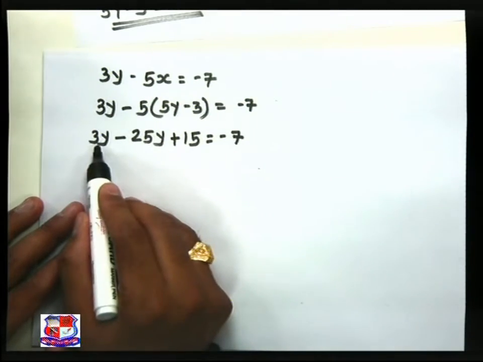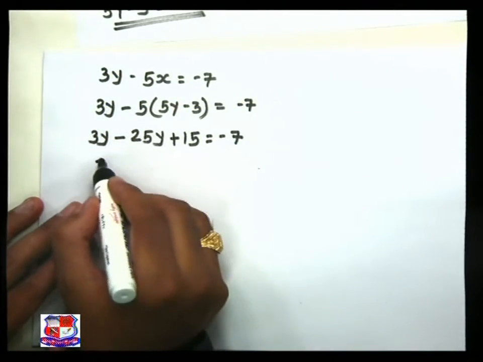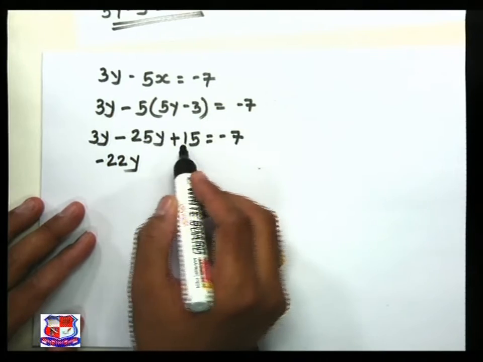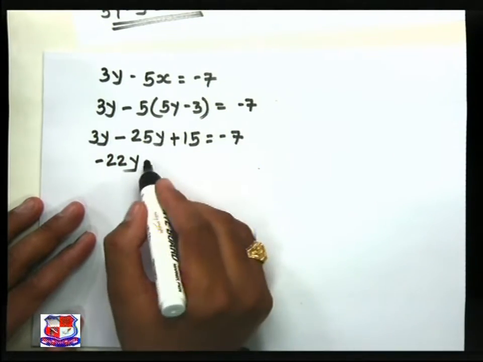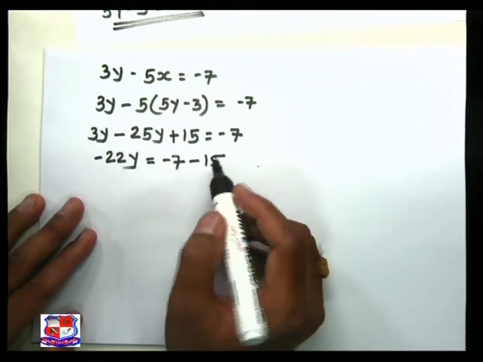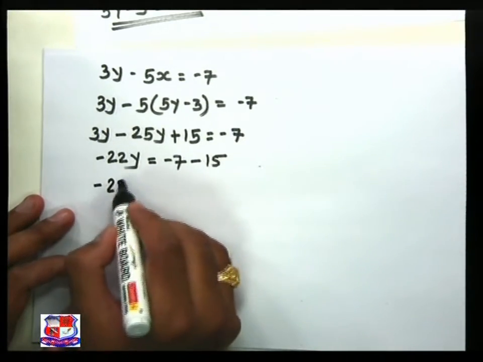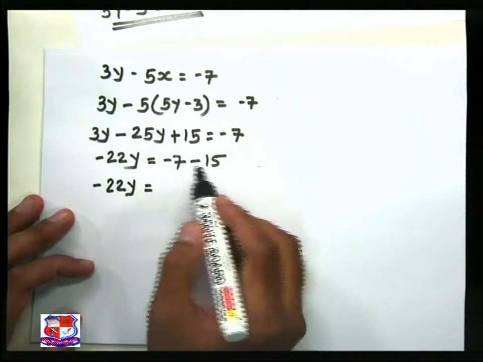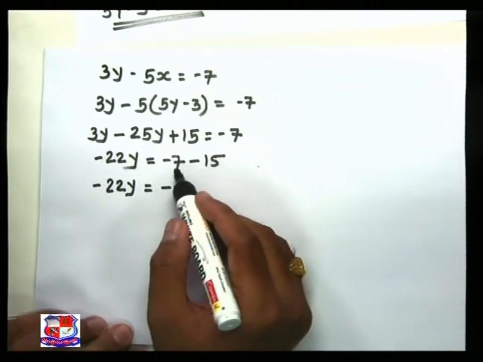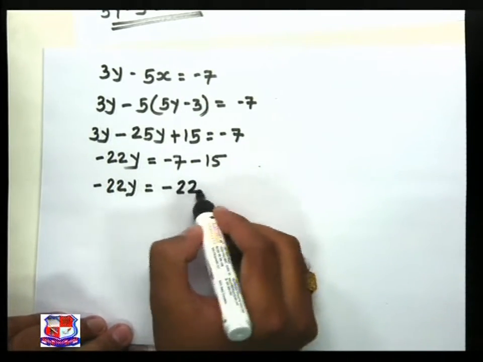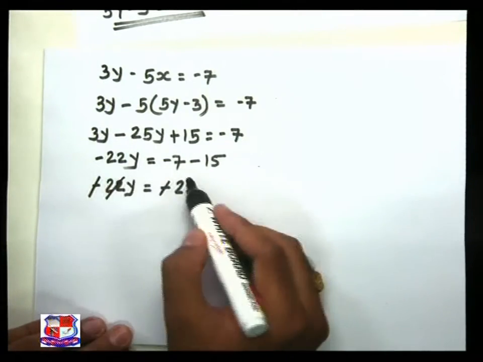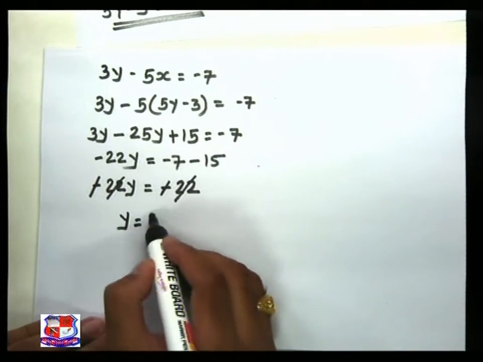Now again simplify 3y minus 25y, this is minus 22y, plus 15. That is left hand side, we want to transfer to right hand side, is equal to minus 7 minus 15. Now again simplify: minus 22y is equal to minus 7 minus 15, that is addition, and sign that is negative. So 15 plus 7, that is 22, and finally minus 22. Now minus minus cancel out, 22 cancel out, so y is equal to 1.